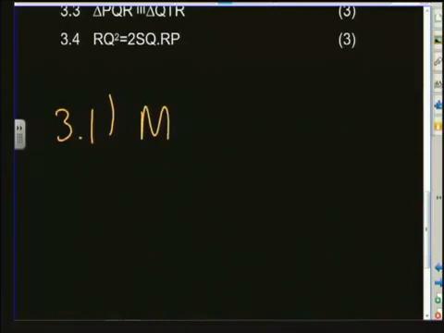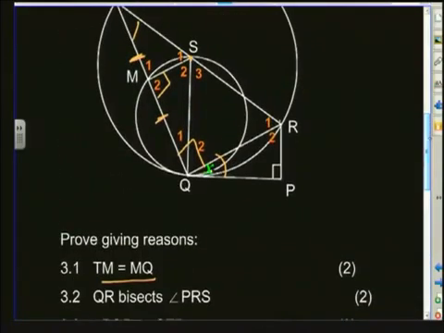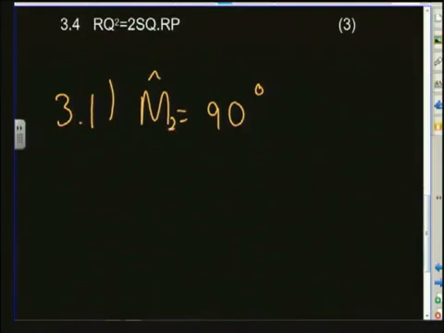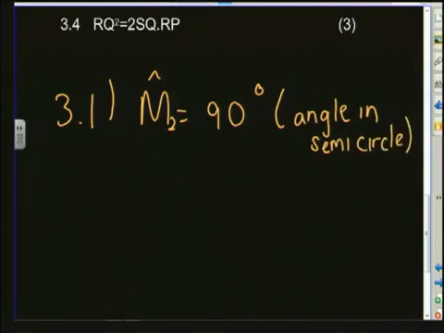We know that angle M is going to be 90 degrees. Okay, and if you go back up, let me show you angle M, M2 that is. All right, so angle M2 is going to be 90 degrees. And the reason for that is angle in semicircle. So therefore, that's going to imply that SM is perpendicular to TQ.